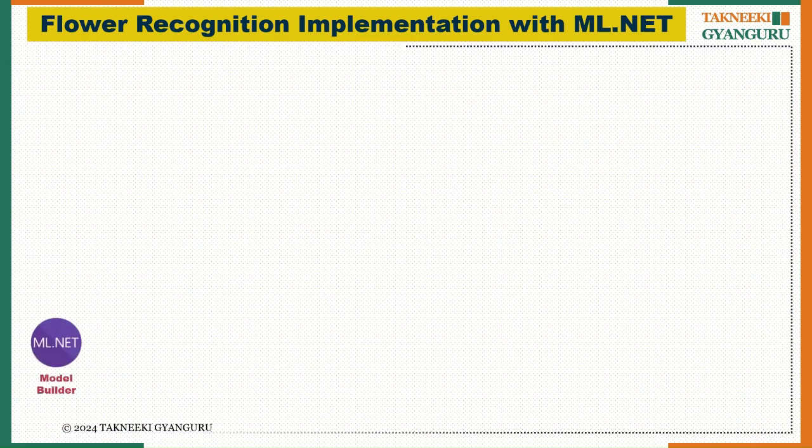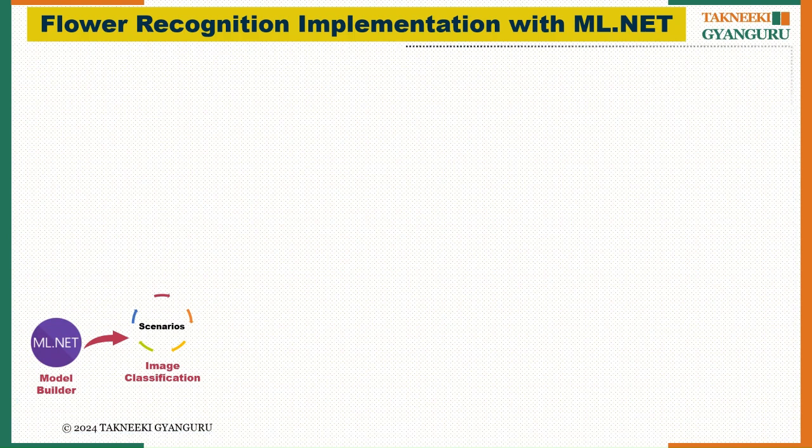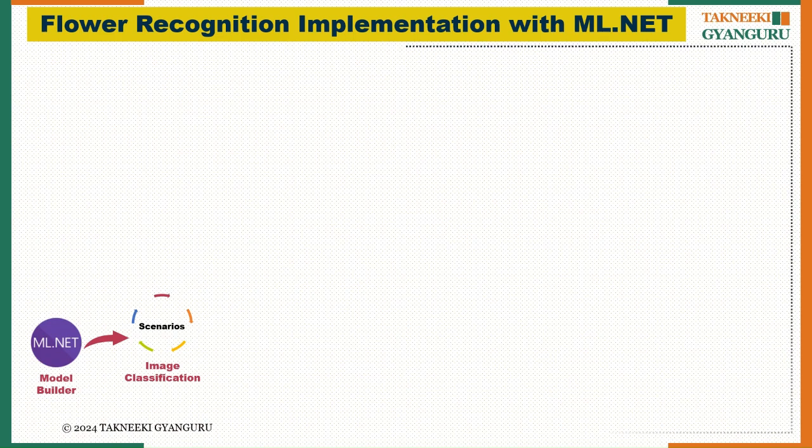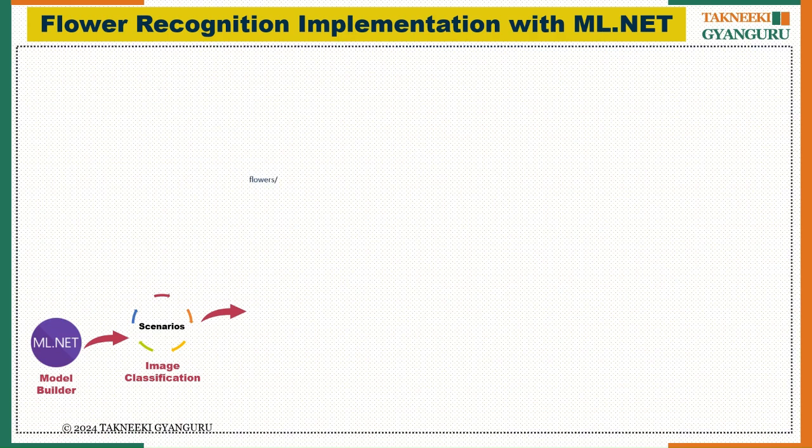Now we'll discuss flower recognition implementation with ML.NET, how we can implement this. First of all, in ML.NET, we'll use Model Builder, where we will choose some scenarios like image classification or some predictions. There are a lot of scenarios there. We will choose image classification, and then we will give the data set.